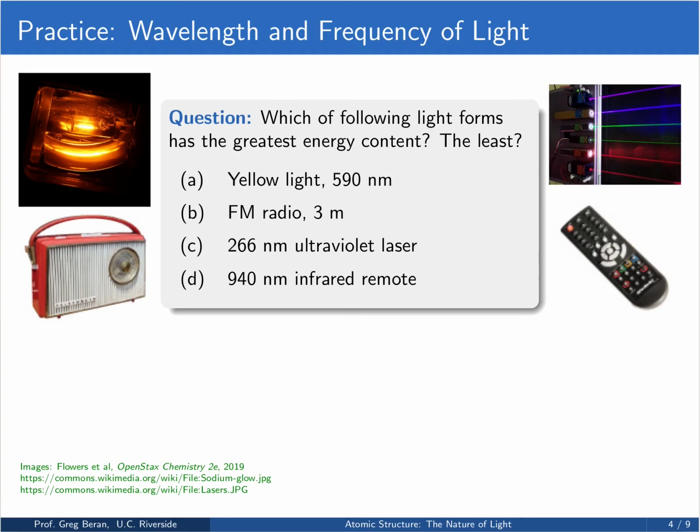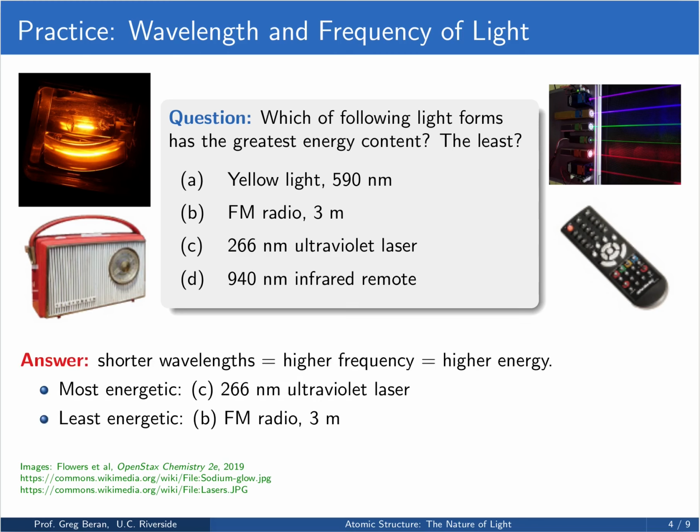First, a qualitative one about the wavelength and frequency of light. Which of the following light forms has the greatest energy content and the least? A, yellow light at 590 nanometers. B, an FM radio wave at 3 meters. C, a 266 nanometer ultraviolet laser, or D, a 940 nanometer infrared remote. Go ahead and pause the video and answer the questions, and then hit resume when you're ready to hear the solution.